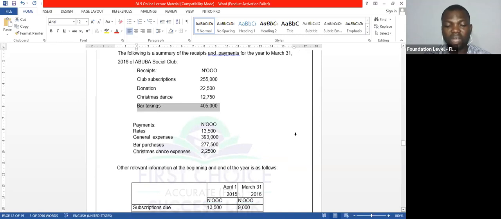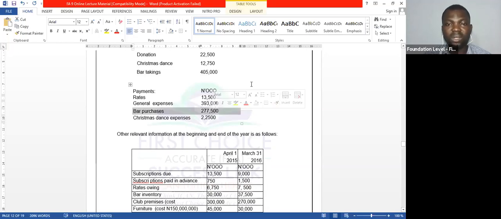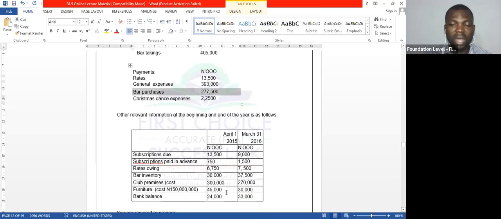The next one is for us to identify our cost of sales by identifying firstly our opening stock, secondly purchases for the period, thirdly closing stock. If you look here, we have bar purchases to be 277,500. That's your bar purchases. But you now ask yourself, do we have opening stock? So you go back to the question and ask, were we given closing stock?